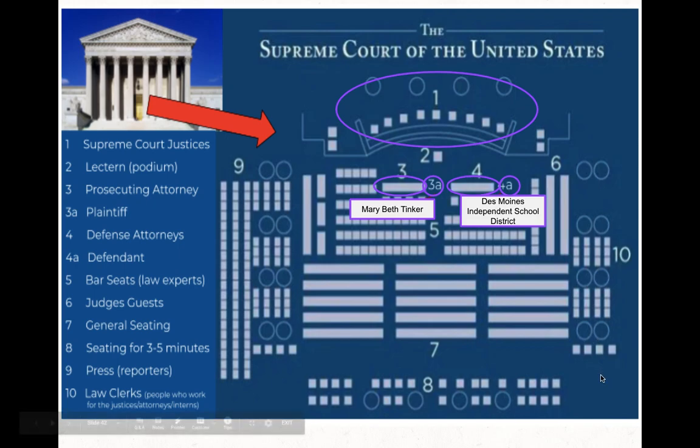Over here are the law clerks. These are the people that really do the heavy lifting in the Supreme Court, the ones who actually have to write everything, research everything, all that jazz. That's where they sit. I know it's kind of tough. They're off to the side.